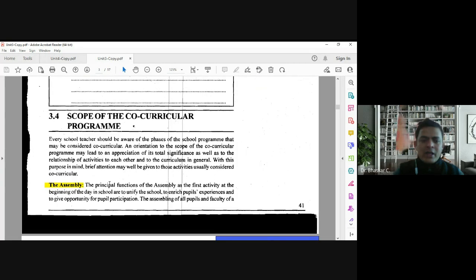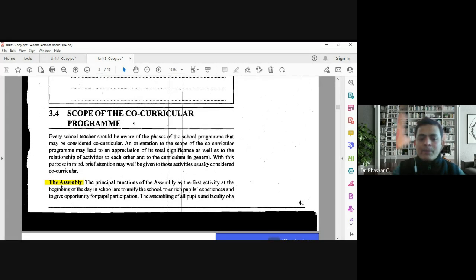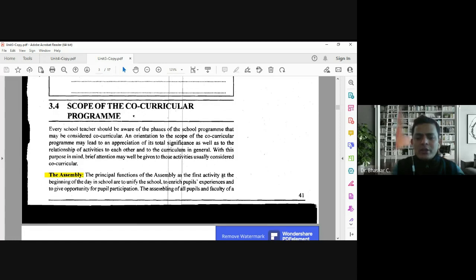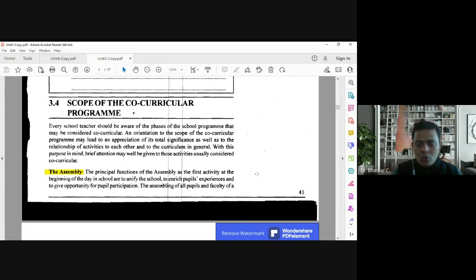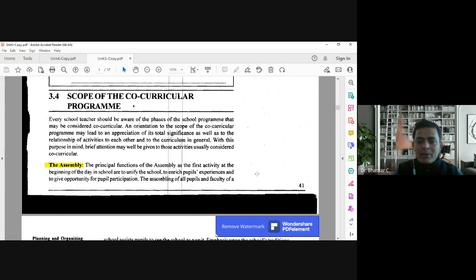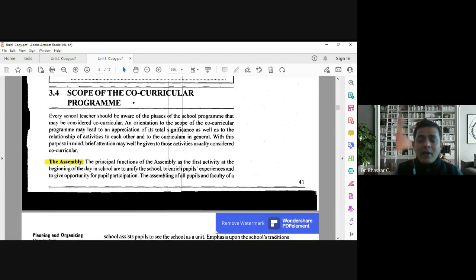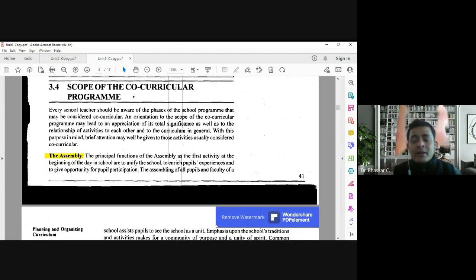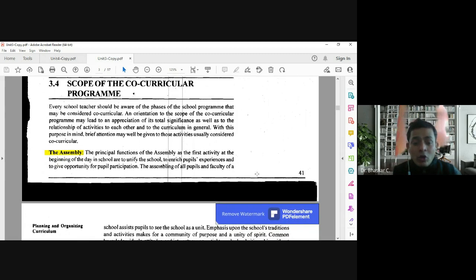The first activity is the assembly. Now, what is the assembly? You all are very familiar with the assembly. Assembly is the first activity in any school, the morning assembly, right? What the learners do in the assembly is that they have an ample opportunity to understand what is going on all around.